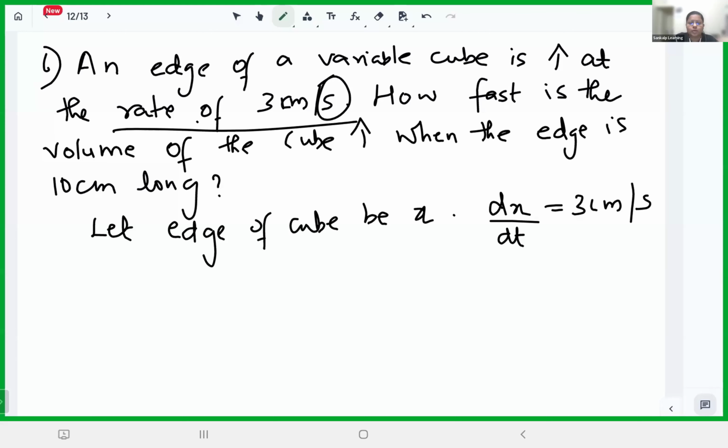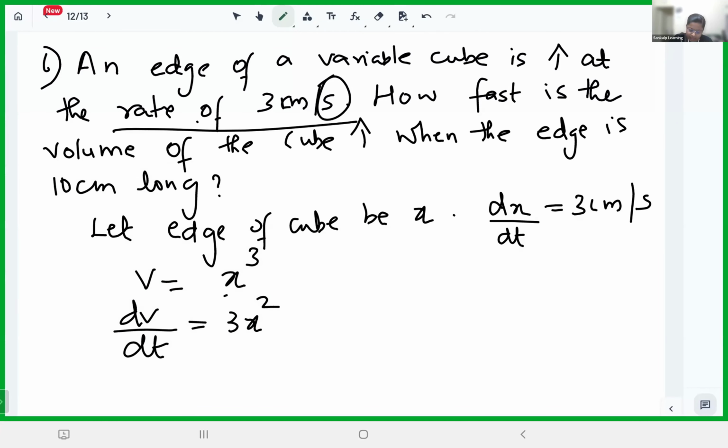And how fast is the volume of the cube increasing when the edge is 10 centimeter long? So the edge of the cube is 10 centimeter, and at that moment you have to observe the rate of change of volume of the cube. Okay, and we know volume of a cube is nothing but x cube, right? So you have to find out dv by dt, isn't it? dv by dt is equal to 3x square.